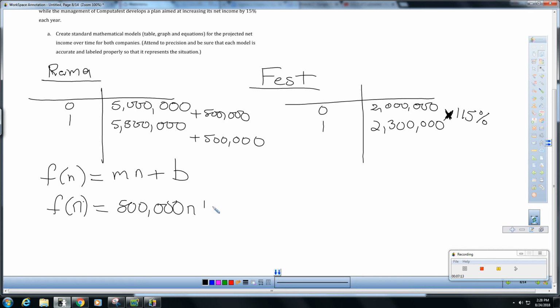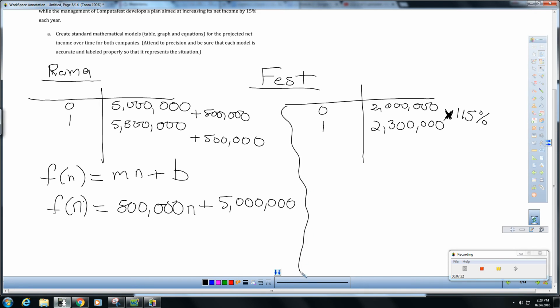N plus, where did it start? 5 million. Okay? Where the Fest, hopefully I have enough room. Let me just draw a little divider here.